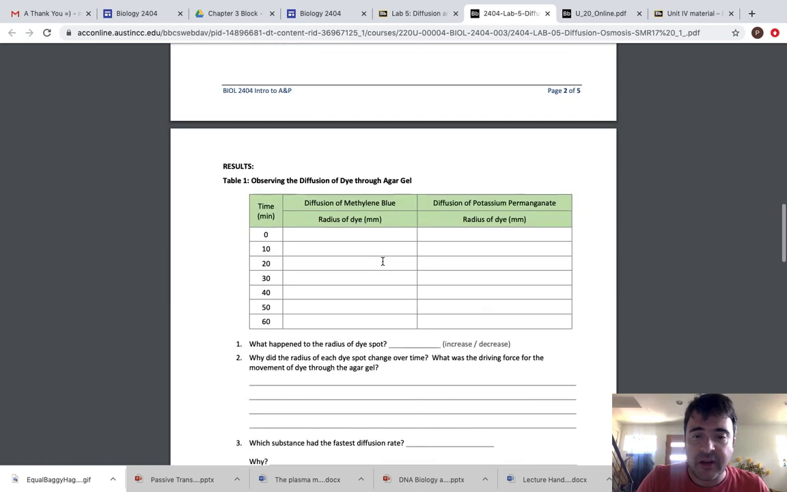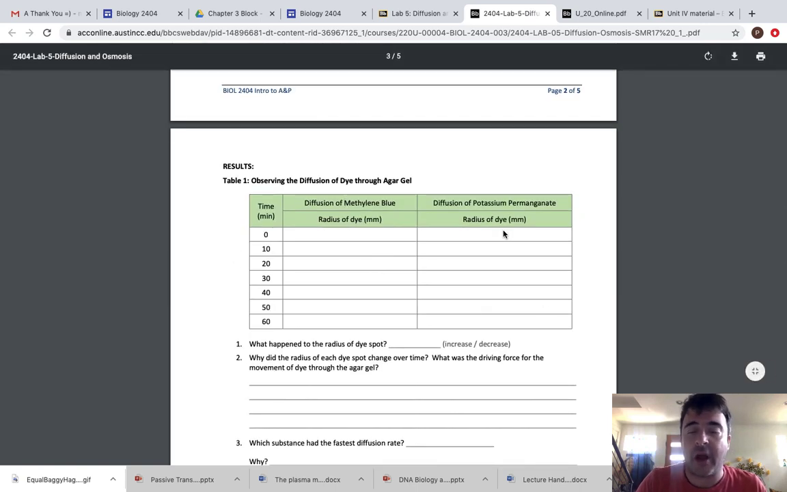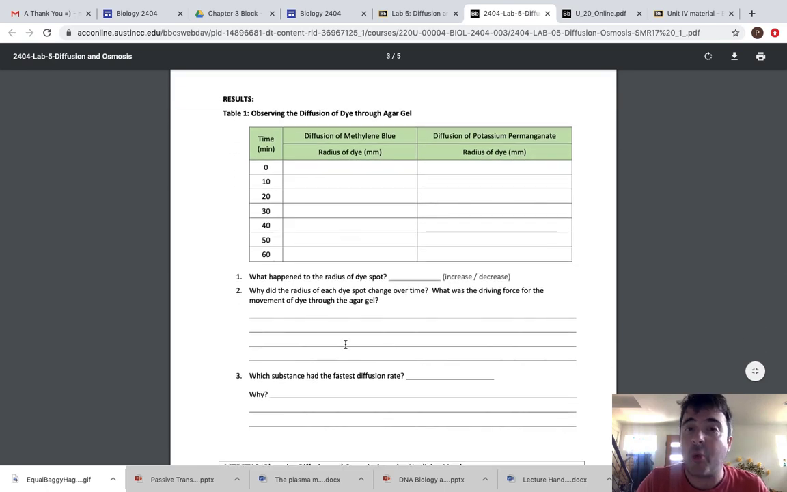Now, this is the data collection point, and what I did in the video is I collected the data at point 0 and at point 60. So you're not going to have to jot down data points every 10 minutes. Just jot down the beginning and the end data point, and that's enough to answer the lab questions that you have.